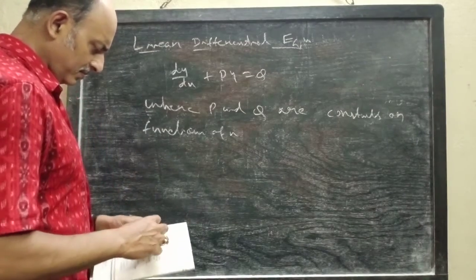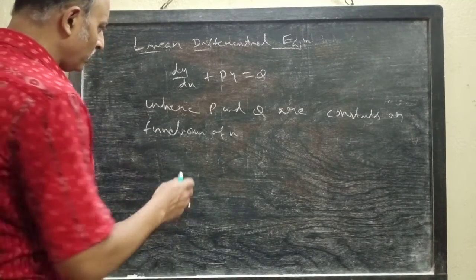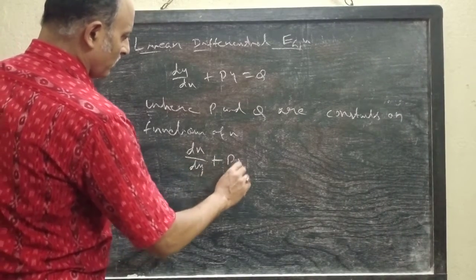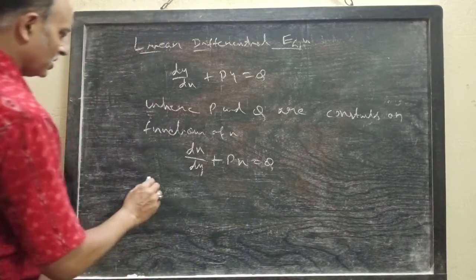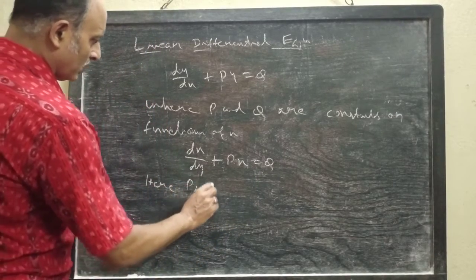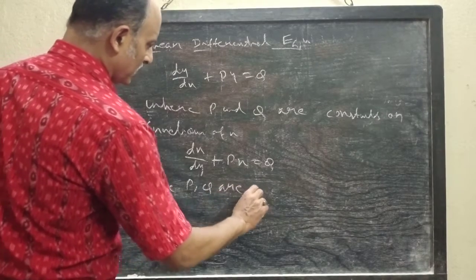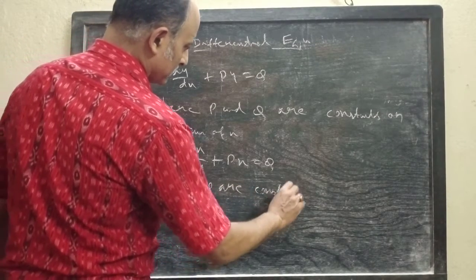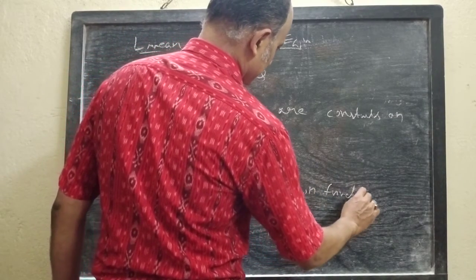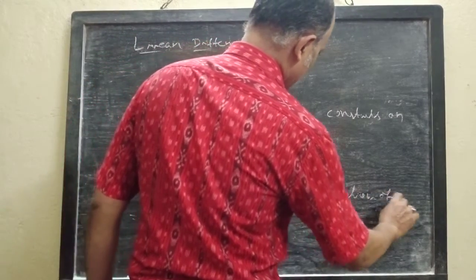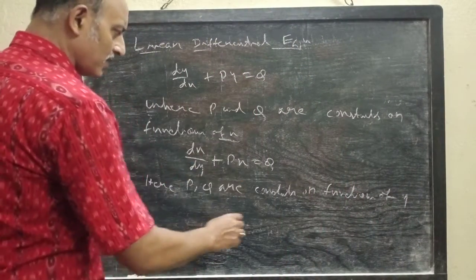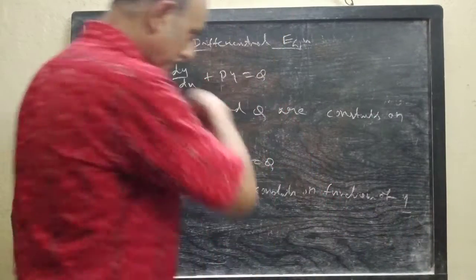It may happen that a differential equation is in the form dx/dy + Px = Q. Here P, Q are constants or functions of y. In the first case, P and Q are functions of x. In this case, they are functions of y.